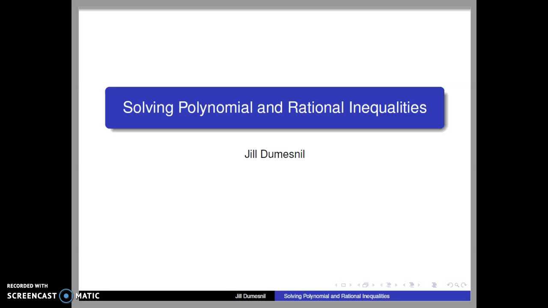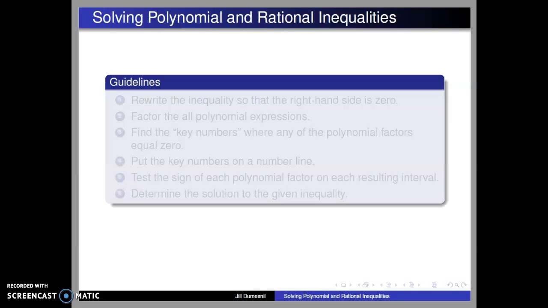Hi, in this video we will consider strategies for solving polynomial and rational inequalities. We will present a set of general guidelines followed by a variety of examples. First, rewrite the inequality so that the right-hand side is 0.